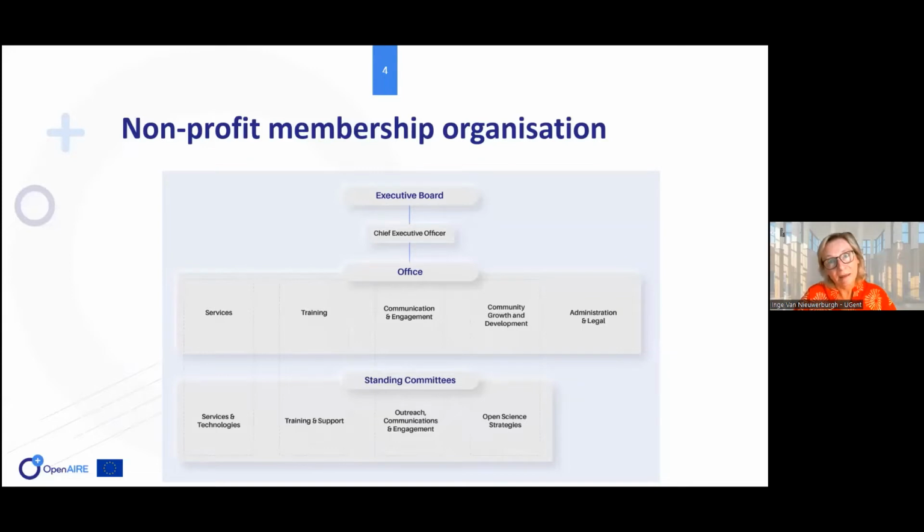And as said, it is a membership organization, which also depends on the involvement of the members. So we have several standing committees where members can engage in, and the community helps in deciding and guiding the way OpenAIRE is moving on services and technology, on open science strategies, on outreach and communication and training and support. So these standing committees help OpenAIRE office to decide which priorities to take in several of these areas.